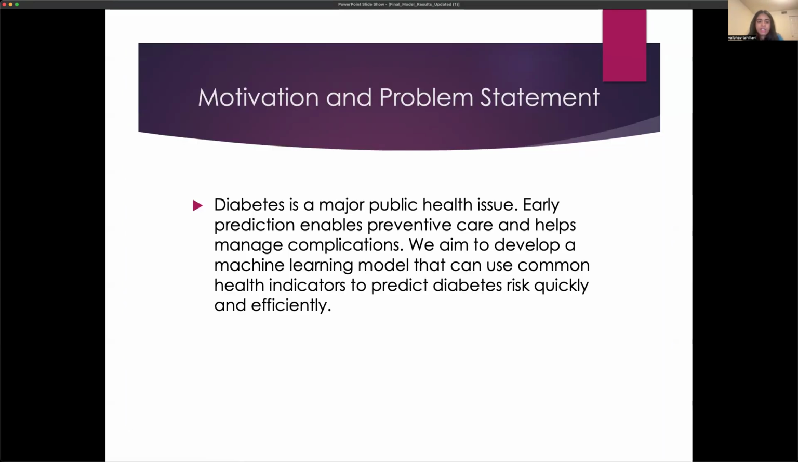So, moving ahead, diabetes is a significant global health concern, and it contributes to long-term complications and healthcare costs. Early detection plays a vital role in reducing these impacts by enabling timely treatment and also preventive care. And we all know that traditional diagnostic methods are often expensive and not scalable in low resource settings. Hence, our goal here was to build a machine learning model capable of accurately predicting diabetes using basic health indicators, allowing for faster and more accessible risk assessment.